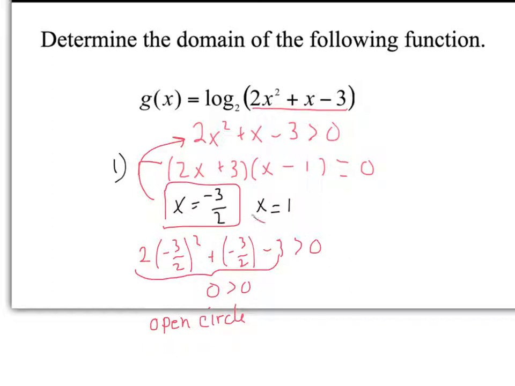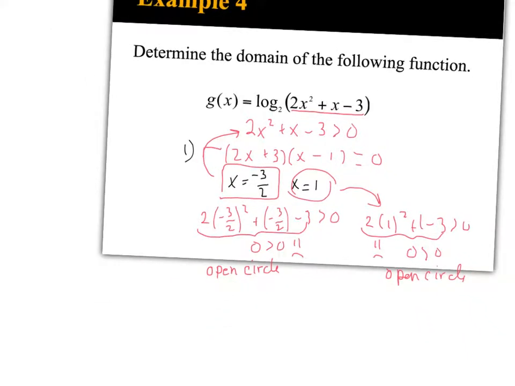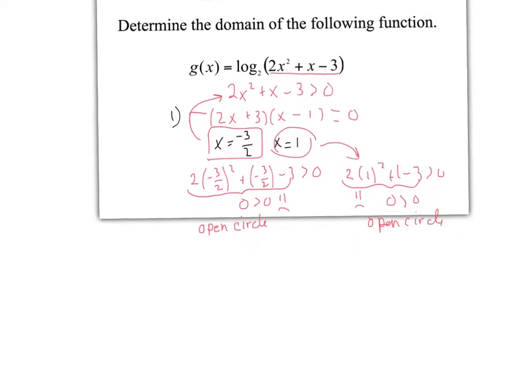Same thing here, x equals 1. When I plug it in, 2 times 1 squared plus 1 minus 3. This one you can actually do, but I already know that this is going to be 0 because I solved for it. And this is false again, since 0 is not greater than 0. So I know it's going to be an open circle. And so here's how you start learning how to skip some steps. Okay, so I know what I want. Now let's go ahead. We need to do this number line that we always do.